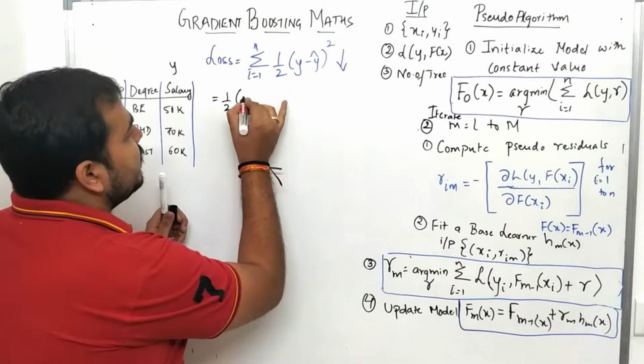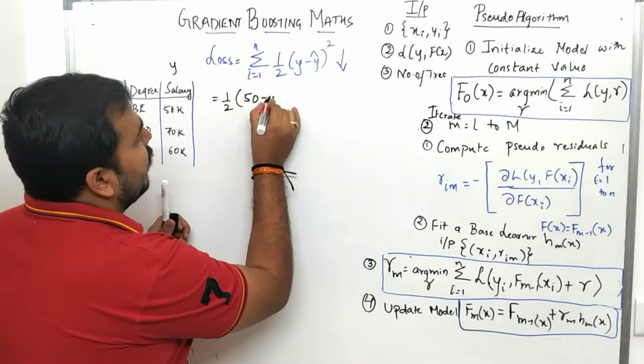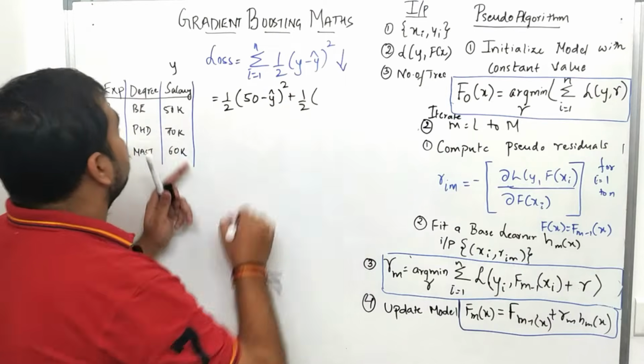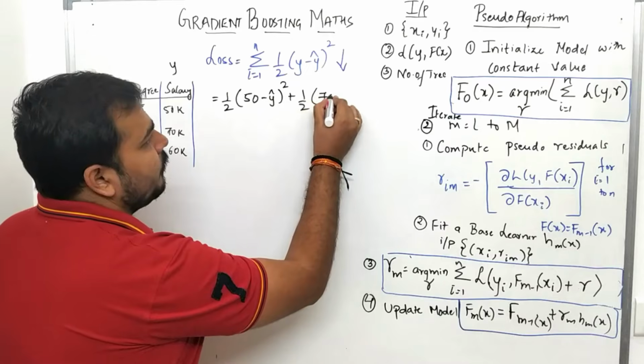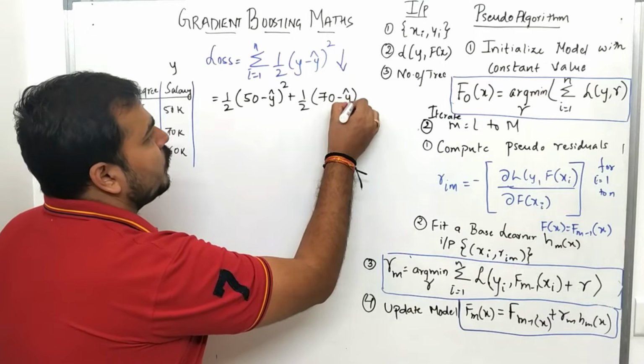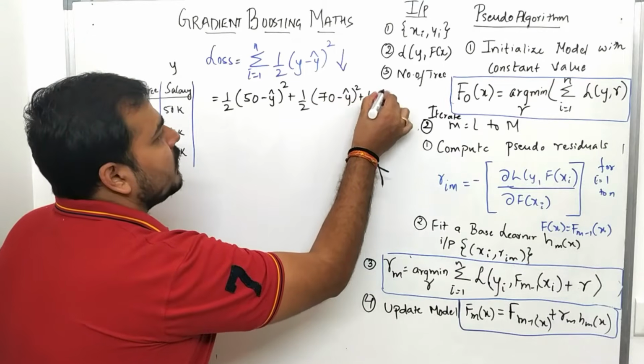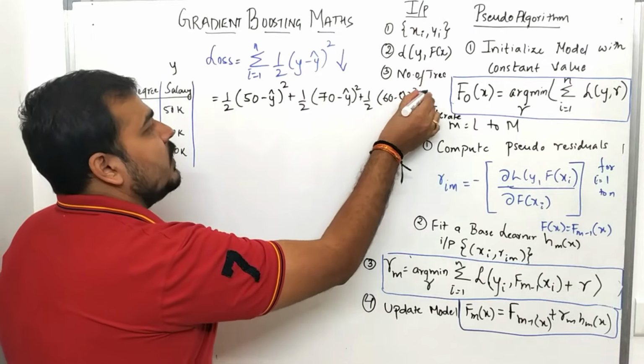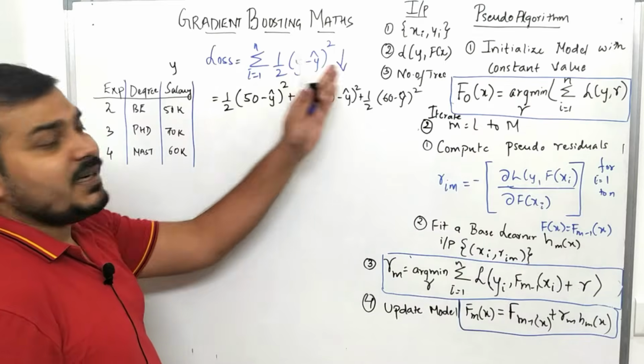For the first record it is (50 minus y hat) whole square plus 1 by 2. The second record is nothing but (70 minus y hat) whole square. The third value is nothing but (60 minus y hat) whole square. So these are my 3 values. I have expanded this summation.